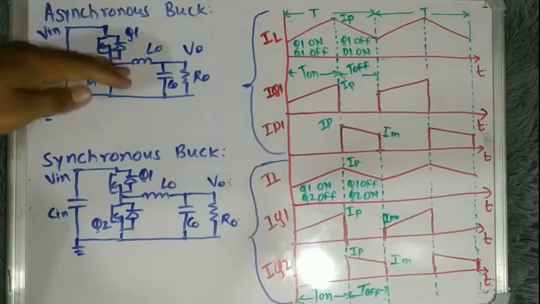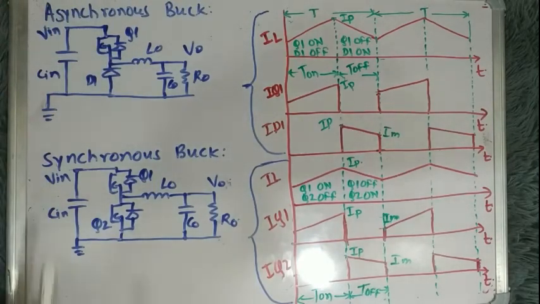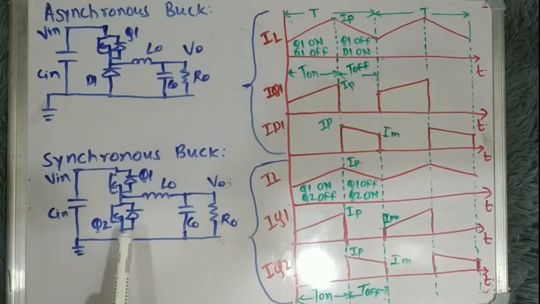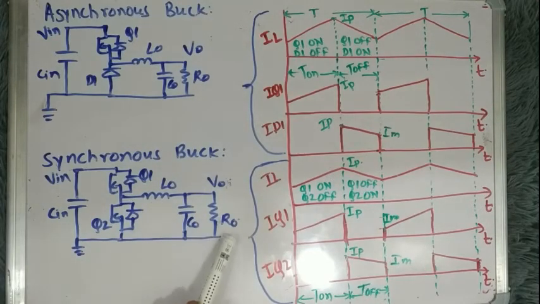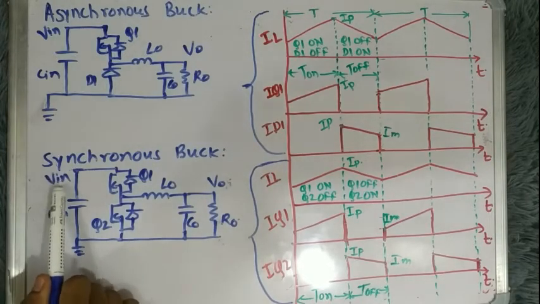Now the difference between asynchronous buck and synchronous buck is that the catch diode D1 is replaced by the low side switch, here shown as Q2, an NMOS switch. This is to improve the efficiency, because the MOSFET has low RDS(on), or low on-state resistance, when compared to the diode, and so it results in less conduction loss. So here we again have high side switch Q1, low side switch Q2, output inductor LO, output capacitor CO, output load RO, the output terminal, the input capacitor, and the input terminal.